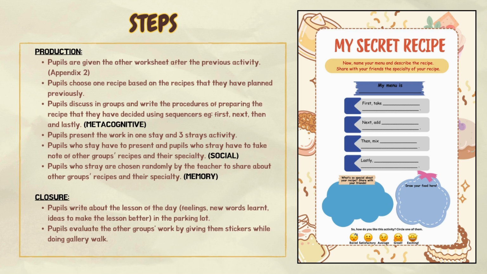And last but not least, the closure. Pupils write about the lesson of the day. In the sticky notes given by the teacher, they may write about their feelings, the new words that they have learned, or the ideas to make the lesson better in the parking lot given. That is their own self-assessment. And as for peer assessments, pupils will evaluate the other group's work by giving them stickers while doing a gallery walk.